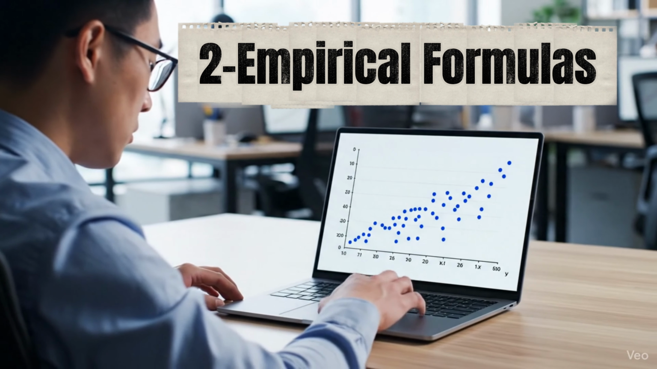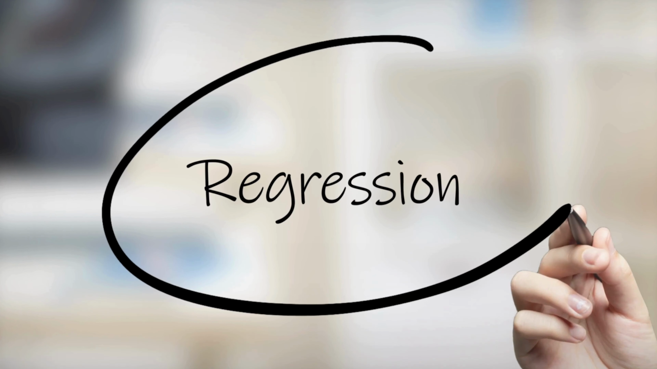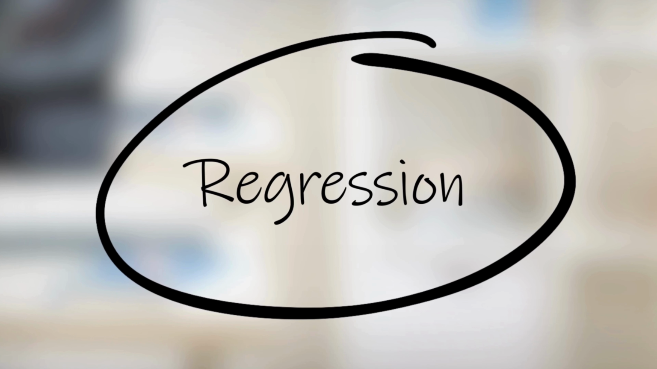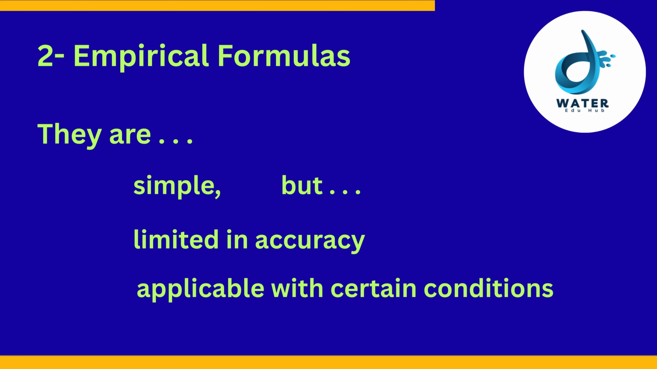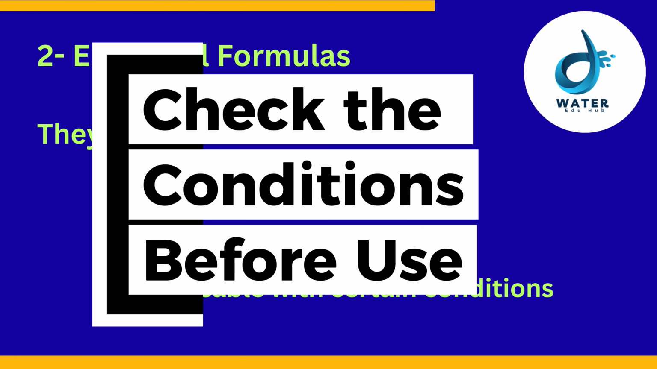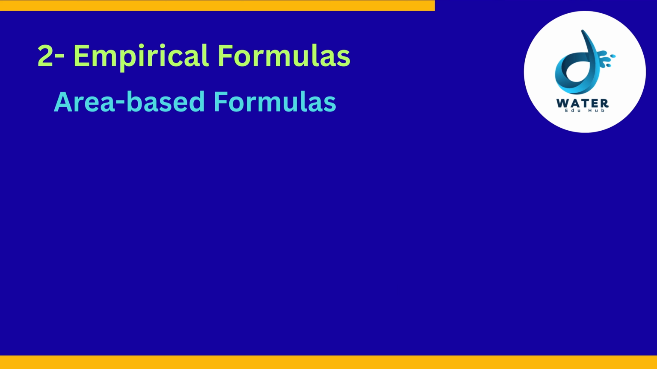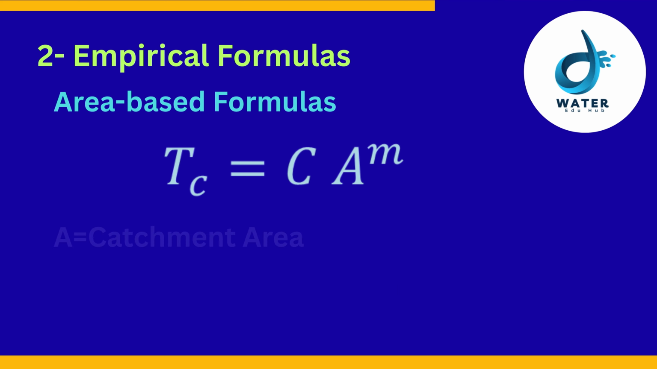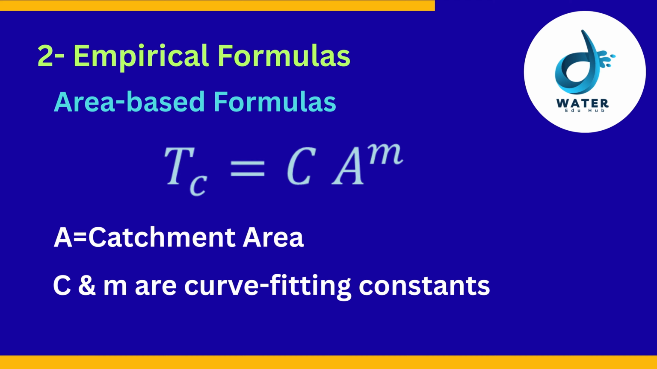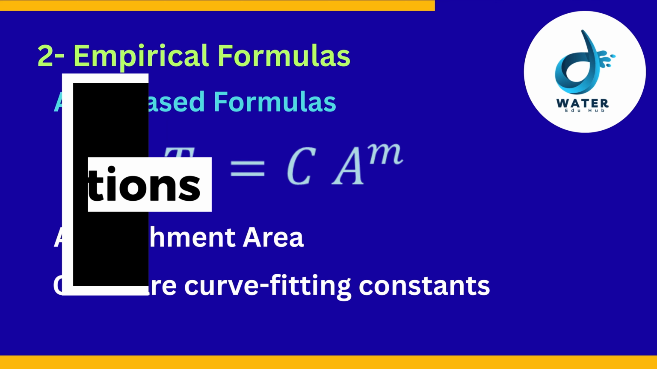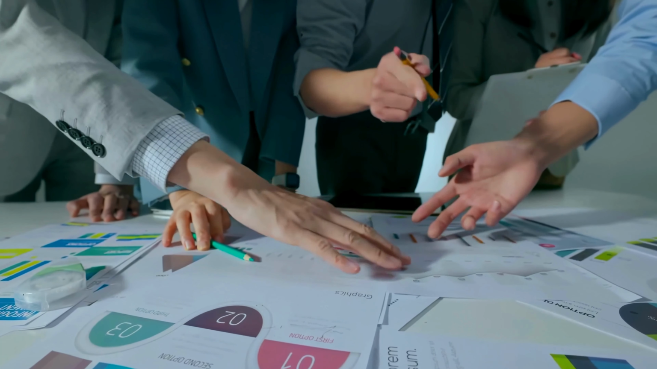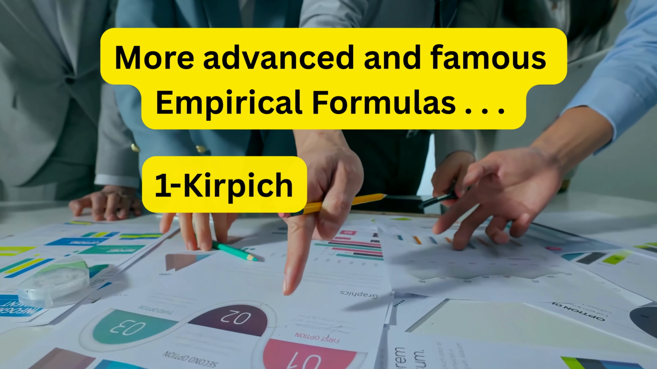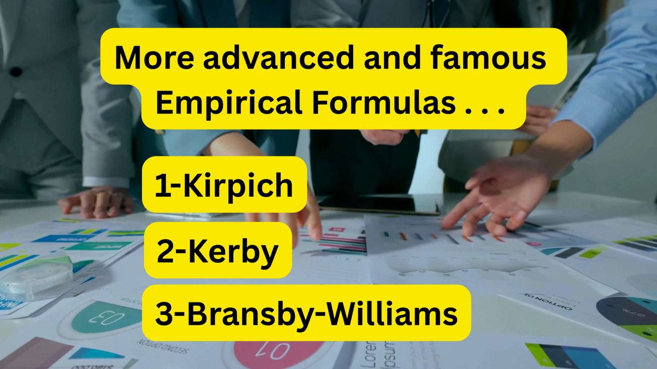Empirical formulas, on the other hand, are derived from regression analysis of data from numerous catchments. They are simple, but their accuracy is limited to catchments similar to those used to develop the formula. The most simplistic version of such formulas relate TC to the catchment area. They are generally developed for certain types of catchments and even climates, making them locally acceptable tools for a rough estimation of TC. However, in this tutorial, we only cover a few more advanced and famous empirical formulas as follows.